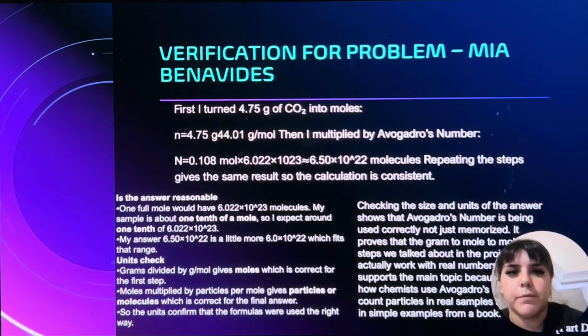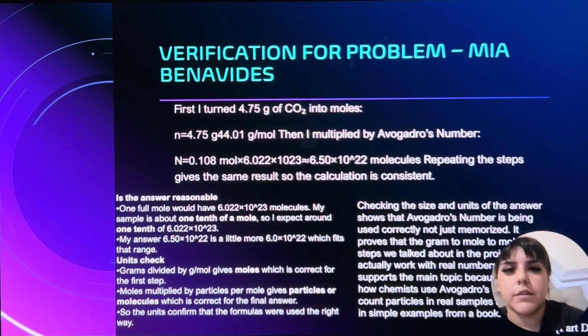Verification for the problem. First, I turned 4.75 grams of carbon dioxide into moles by dividing by the molar mass. That gave about 0.108 moles. Then I multiplied that by Avogadro's number, which gave about 6.50 times 10 to the 22nd molecules. Repeating these steps gives the same result, so the math is consistent.